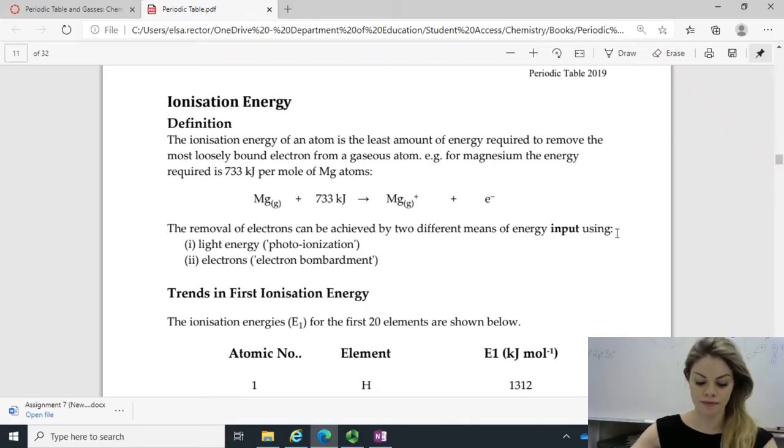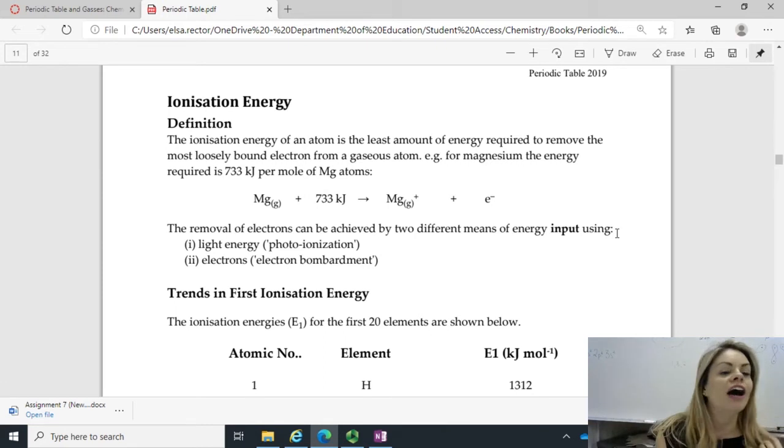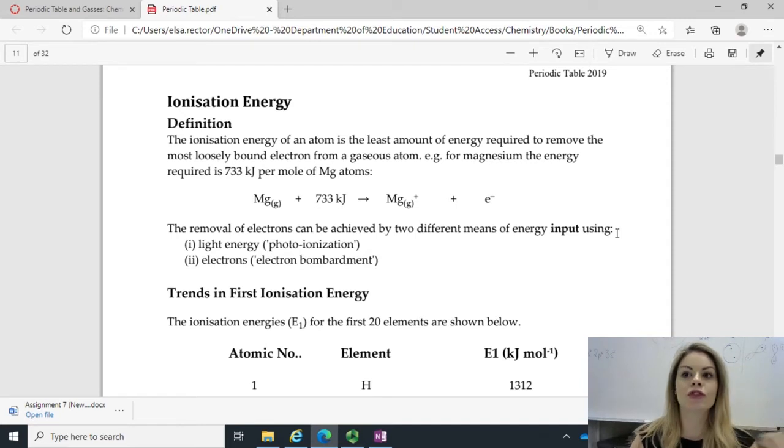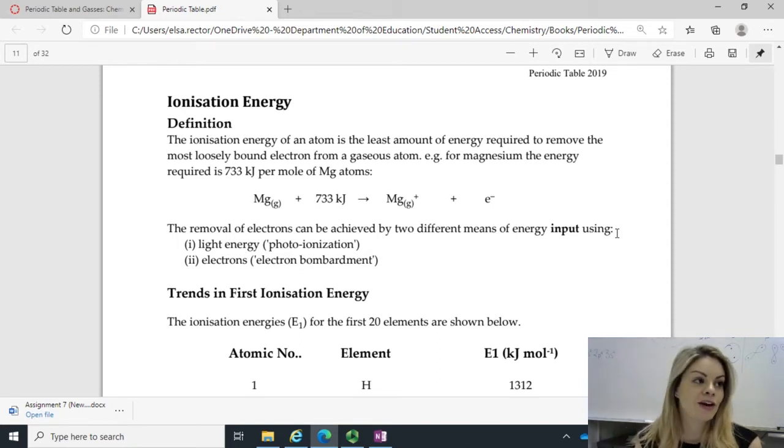All right. What is ionization energy? It is the least amount of energy required to ionize an element. Specifically, to remove the most loosely bound electron. So it's the amount of energy required to remove an electron from the outer shell. Does that make sense? That is what ionization energy is. So we can see here an example of magnesium losing its outermost electron, and this is showing us that it would take approximately, well, it's kind of exact, 733 kilojoules of energy.